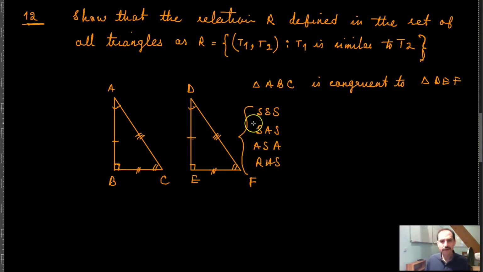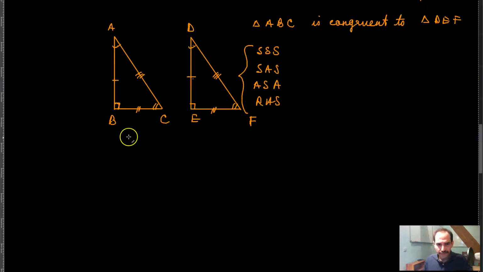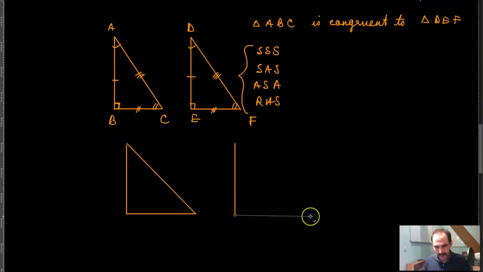There is also the RHS, which means that if you have two triangles over here, and RHS is related only to right triangles. The triangle has to be a right triangle so that you can use RHS. Now, in two right triangles, of course, you always have one right angle in each of those triangles. So this is a 90-degree angle, this is a 90-degree angle.